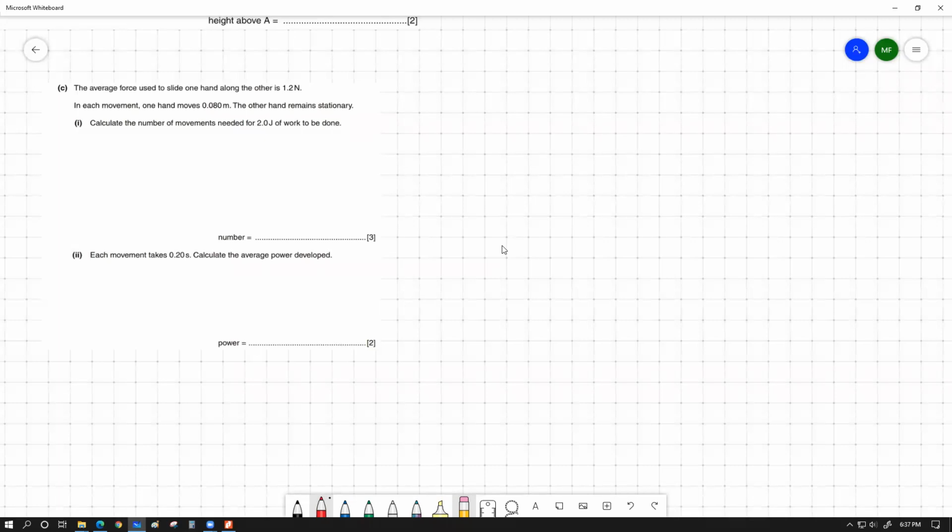So what you should try to visualize is that I'm going to keep the left hand stationary, this is the left hand with the thumb on top, and I'm going to have the right hand, let me draw that with blue, moving. So in each movement, this is the right hand with the thumb over here, so they are moving against each other. This is moving, this is stationary. The question says that in each movement, one hand moves 0.00 meter, the other hand remains stationary. Calculate the number of movements needed for 2.0 joule of work to be done.